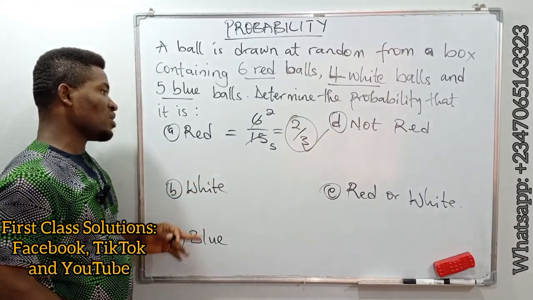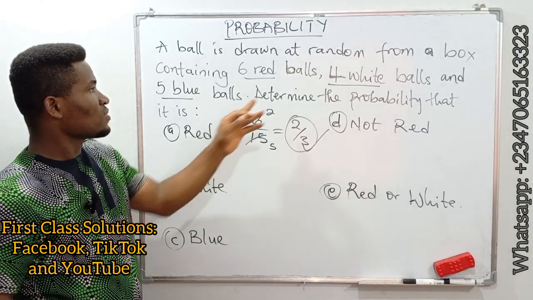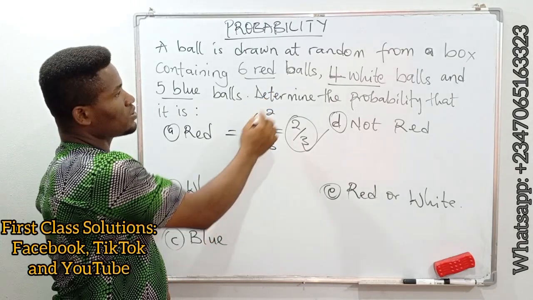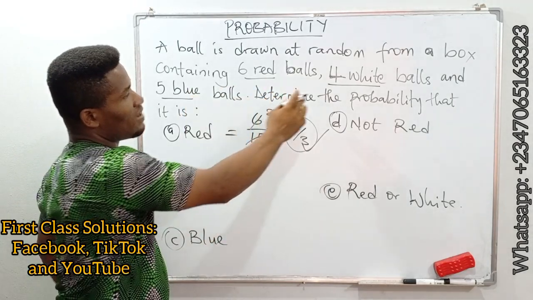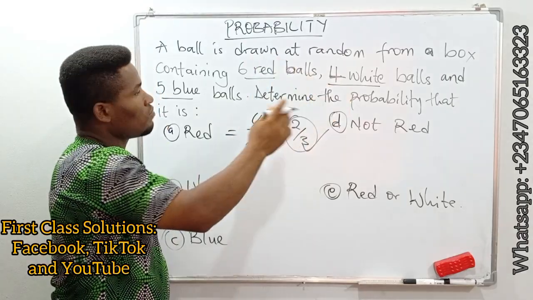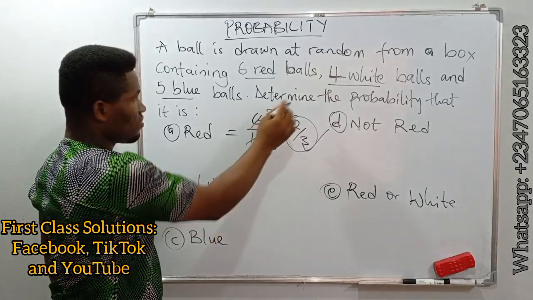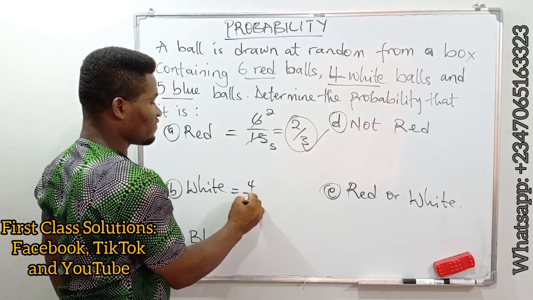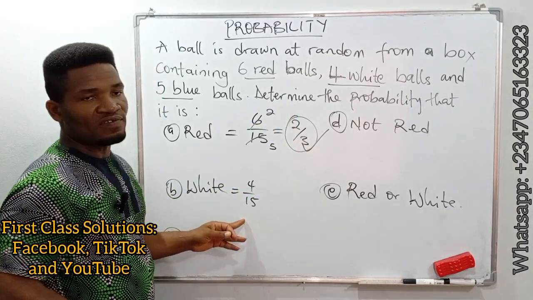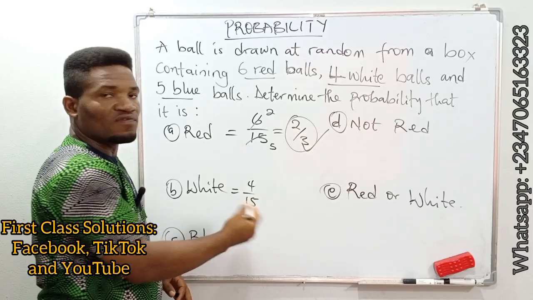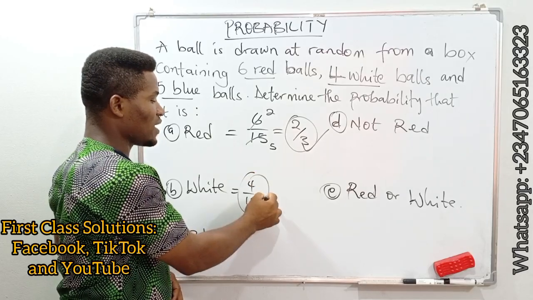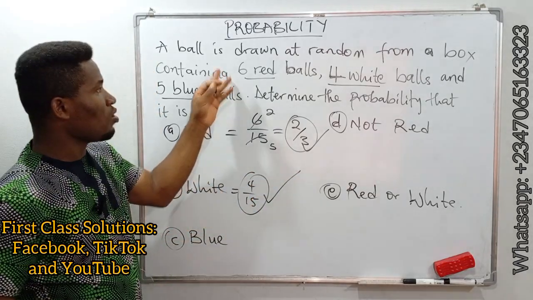Now going for the second one, the probability that the ball is white will be the number of possible outcomes. Possible outcome means the number of white balls we have. We have 4. Then the total outcome is 6 plus 4 plus 5, that is 15. So we have 4 over 15. There's nothing that can be used to divide further, so we just have 4 over 15 as the probability that the ball drawn is white.